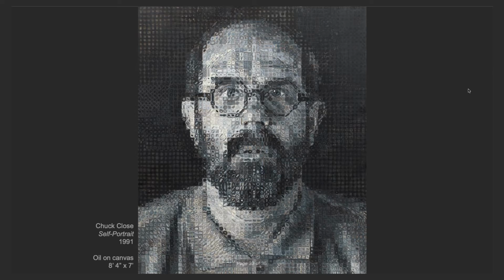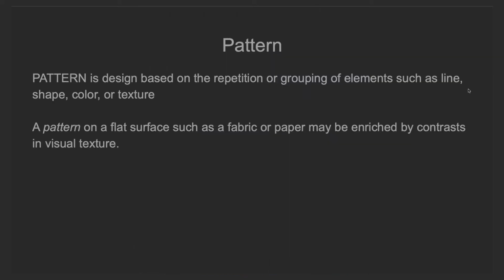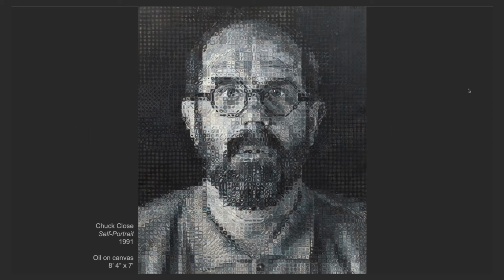Pattern. Pattern is any repetitious design. Something where you can expect, where you can predict the next element. That is a pattern.